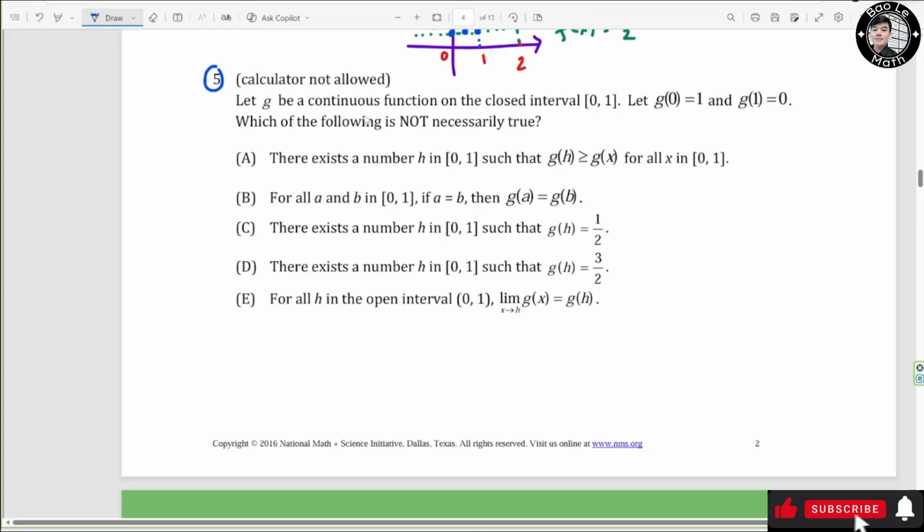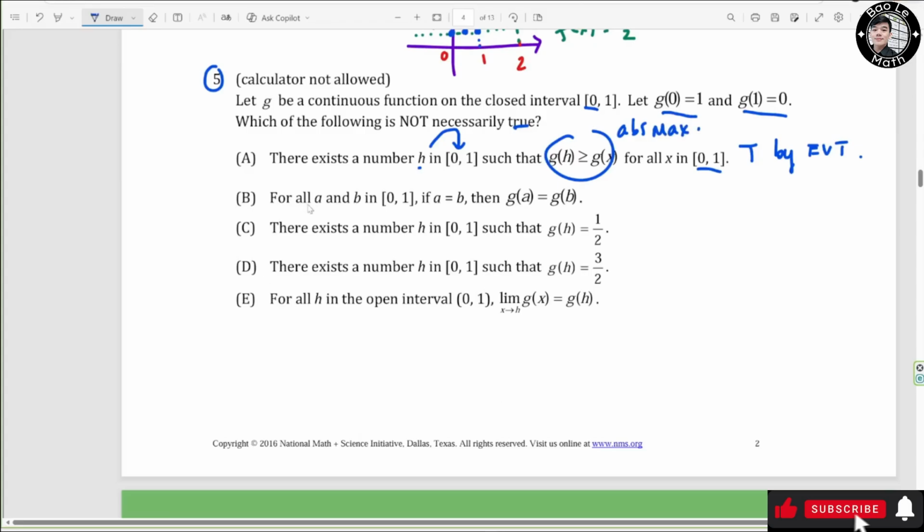Let g be a continuous function on the closed interval 0, 1, and let g of 0 equals 1, g of 1 equals 0. Which of the following is not necessarily true? Answer choice A. There exists a number h in the closed interval 0, 1, such that g of h is greater than or equal to g of s for all s in the closed interval 0, 1. This one is true by the extreme value theorem. This guy actually has an absolute maximum.